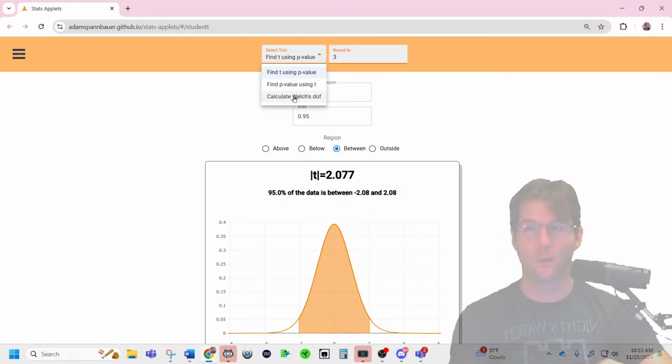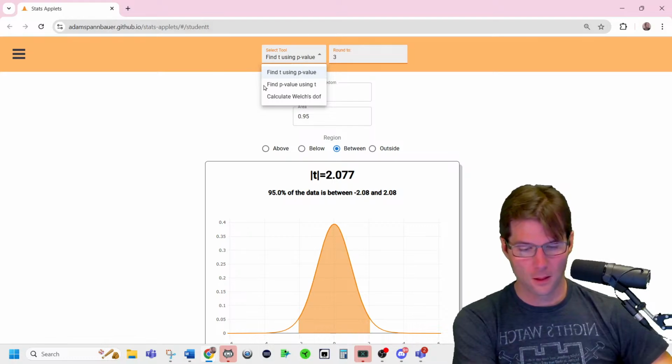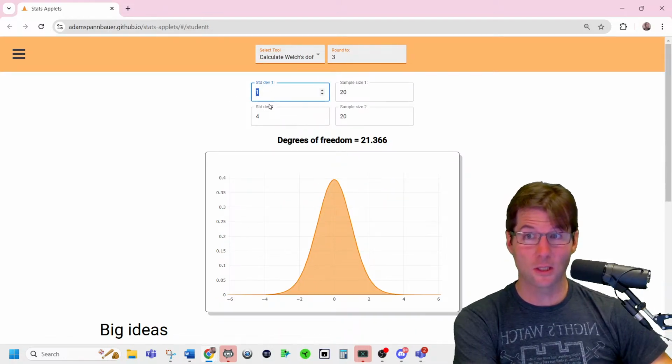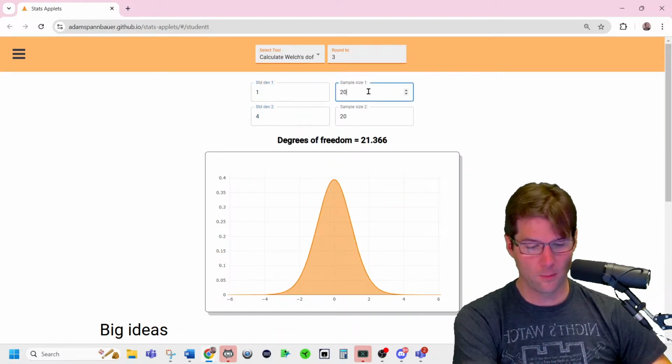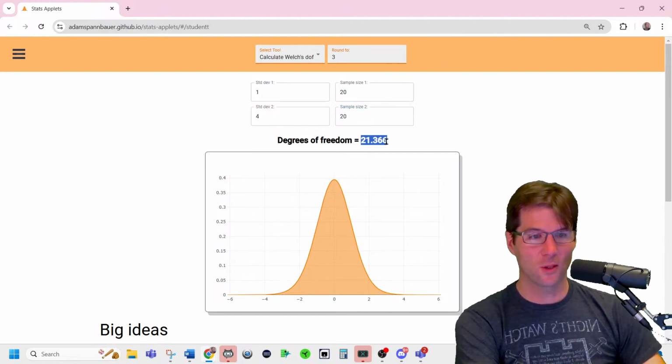I'll pause right here and go a little slower. You have to go to calculate Welch's degrees of freedom. Does that make sense? Under calculate Welch's degrees of freedom, you enter in both standard deviations, 1 and 4 for mine, and both sample sizes. And there's the degrees of freedom. Does that make sense, Kaelin?